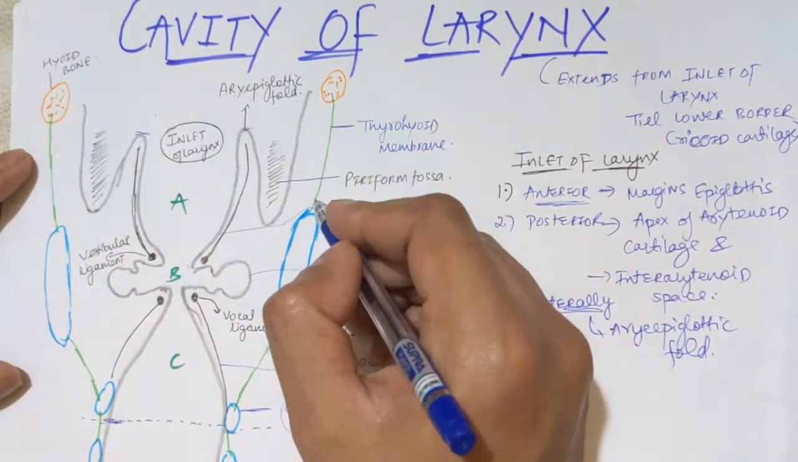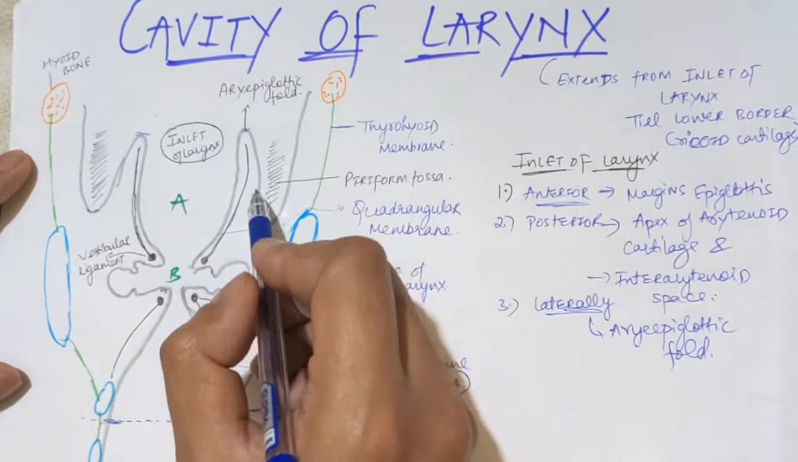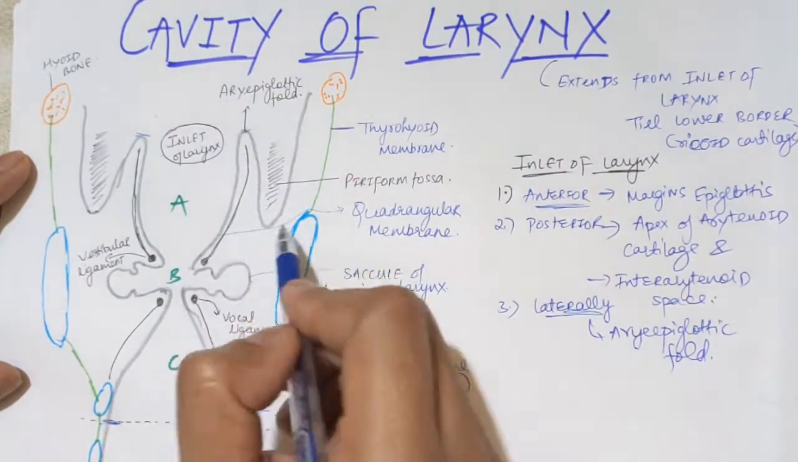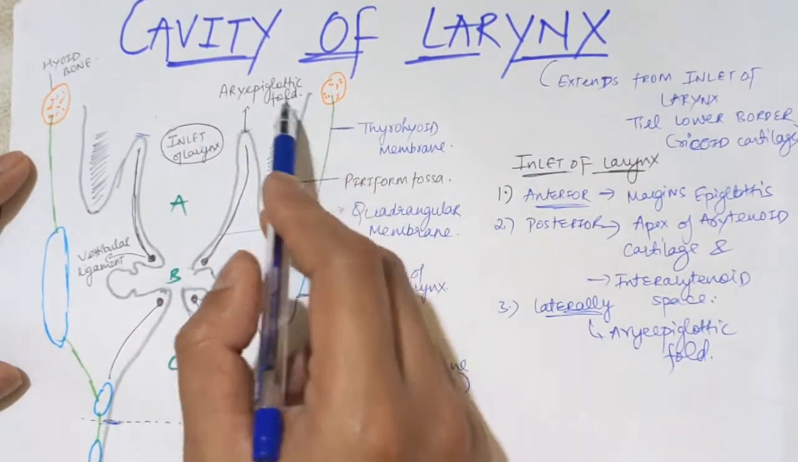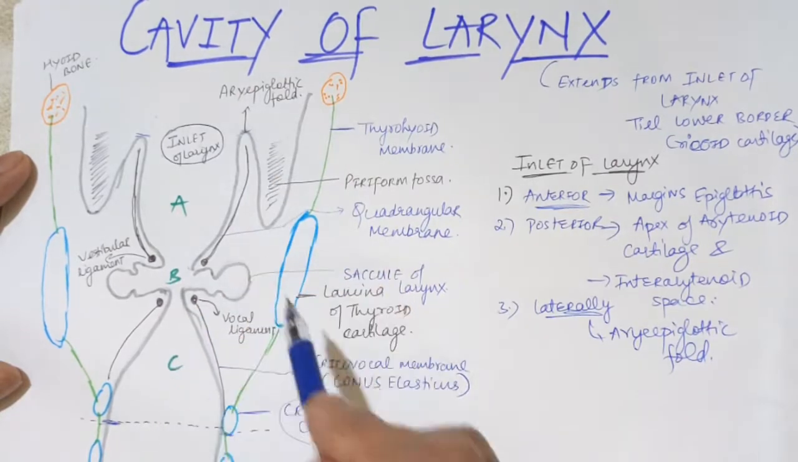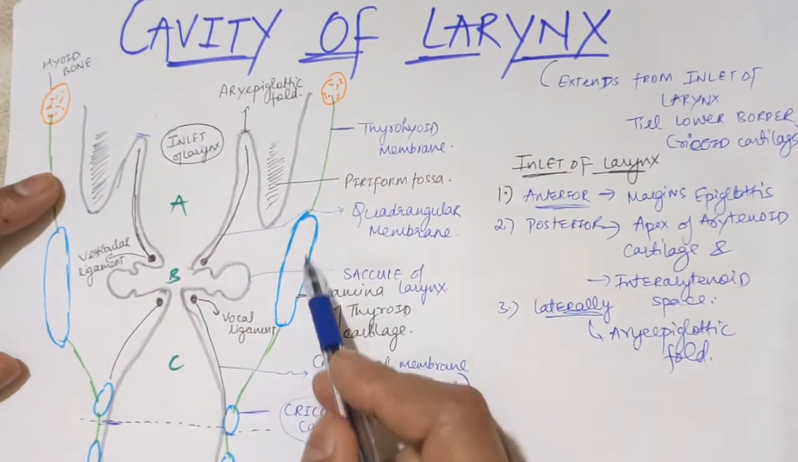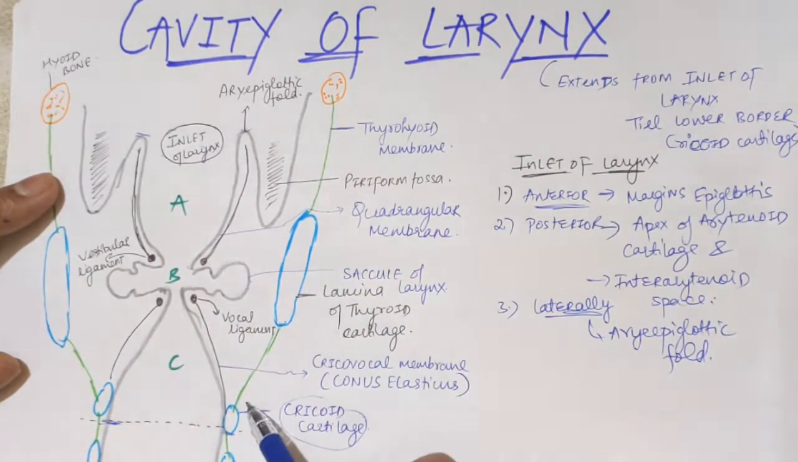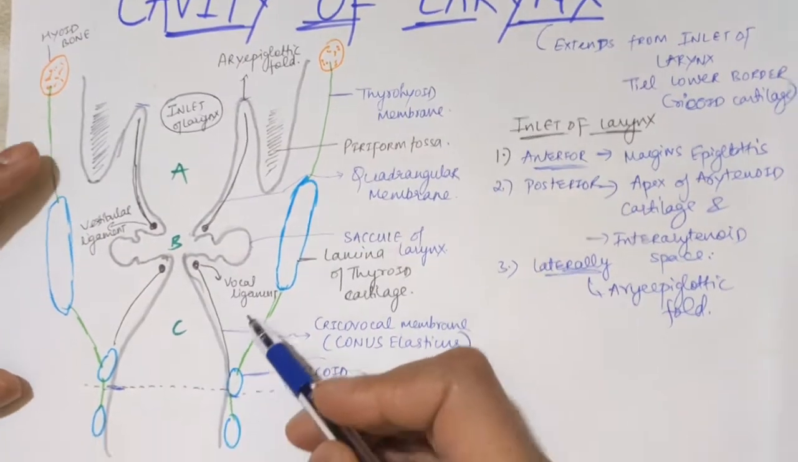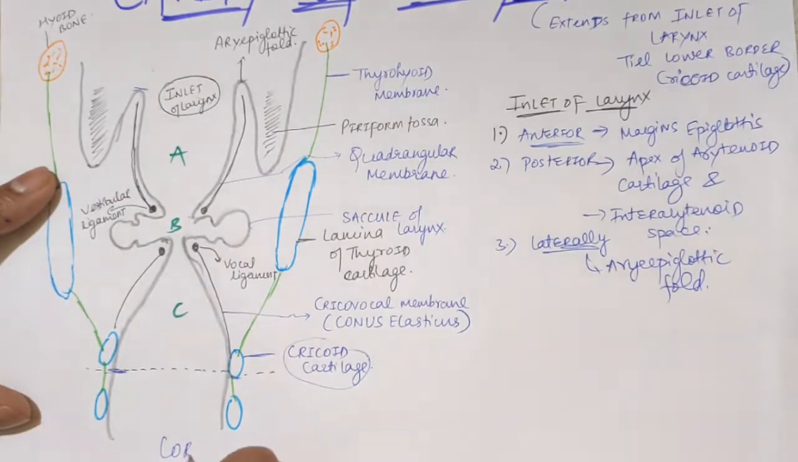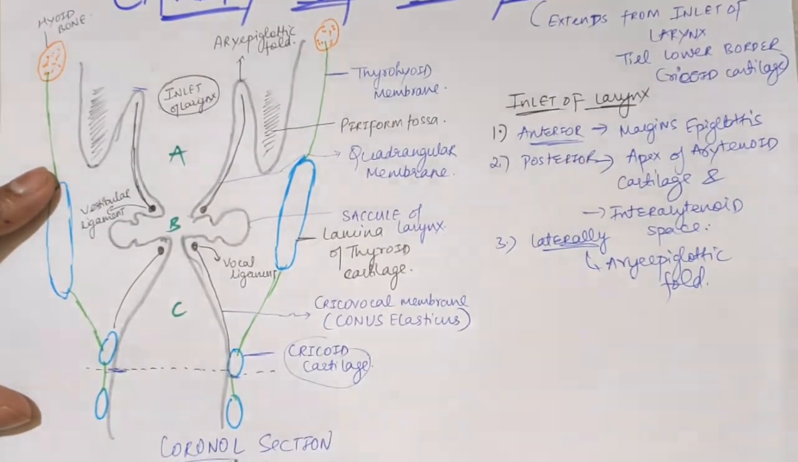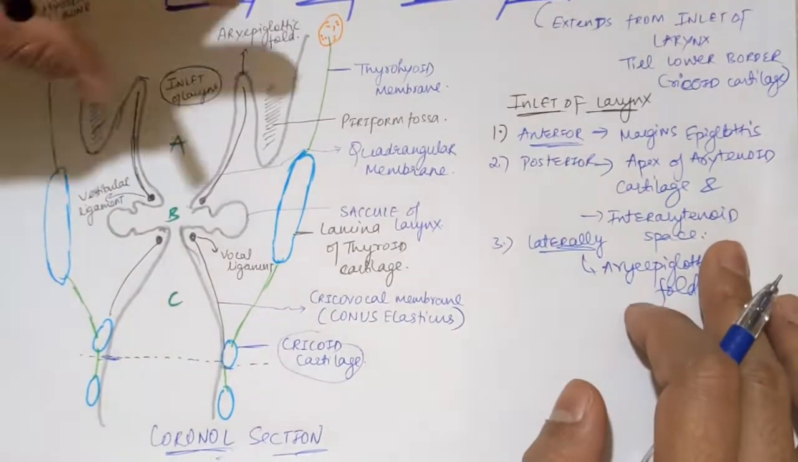You can see the green one is the thyroid membrane, and in between your aryepiglottic fold and the thyroid membrane there is a space called the piriform fossa. This blue one is the lamina of thyroid cartilage, and this small blue one is your cricoid cartilage. Actually it is a coronal section, we have taken a coronal section of the cavity of the larynx. So we have discussed the inlet of larynx.